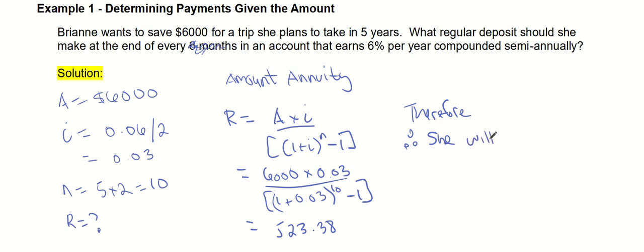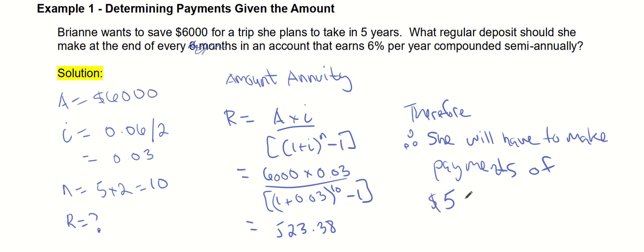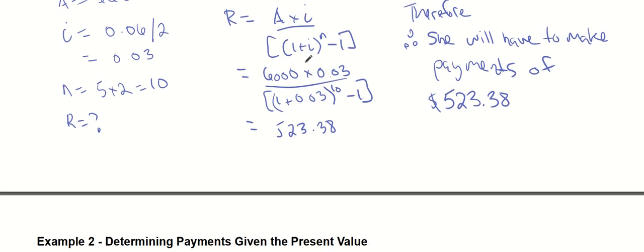Will have to make payments of, this is in dollars, $523.38. So those are the payments that she has to make. Okay, on to the next problem.